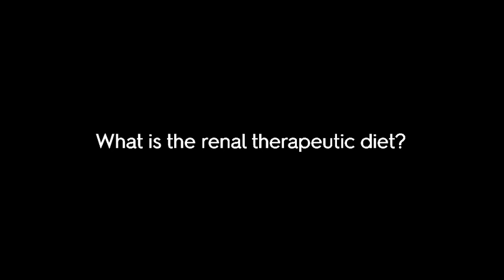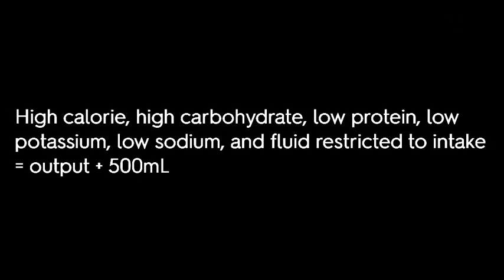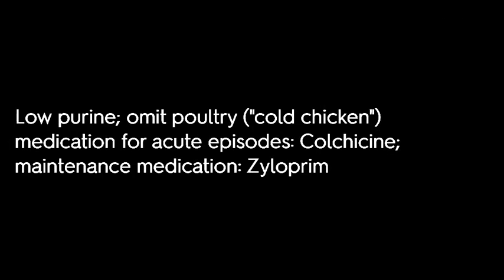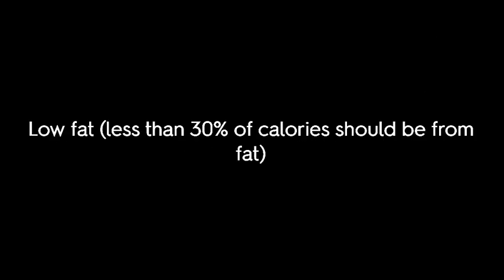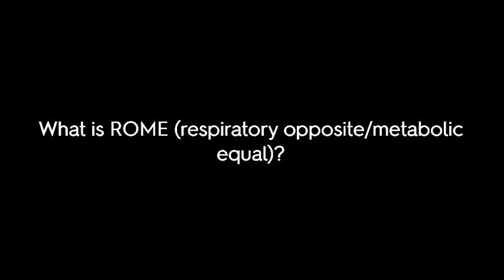What is the renal therapeutic diet? High calorie, high carbohydrate, low protein, low potassium, low sodium, and fluid restricted to intake equals output plus 500 milliliters. What is a gout diet? Low purine, omit poultry. Medication for acute episodes: colchicine. Maintenance medication: Zyloprim. What is a heart-healthy diet? Low fat.